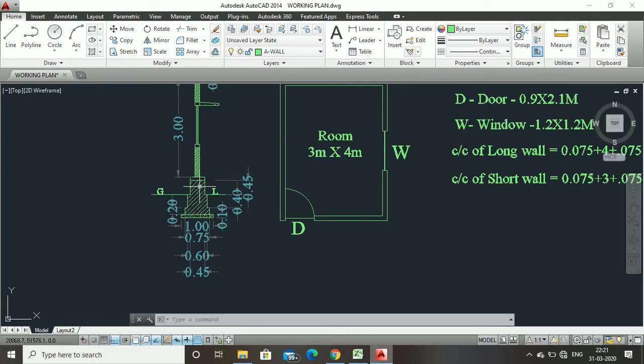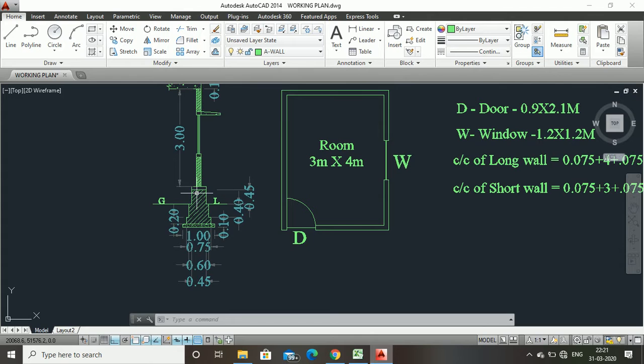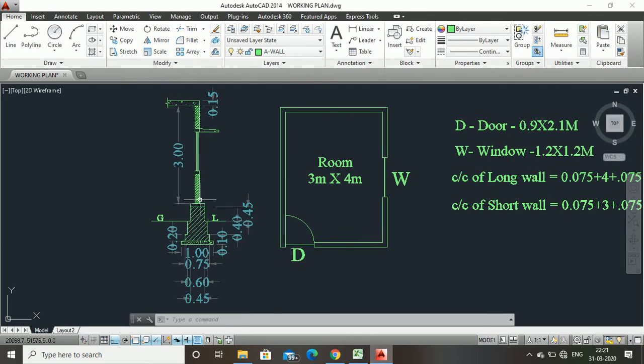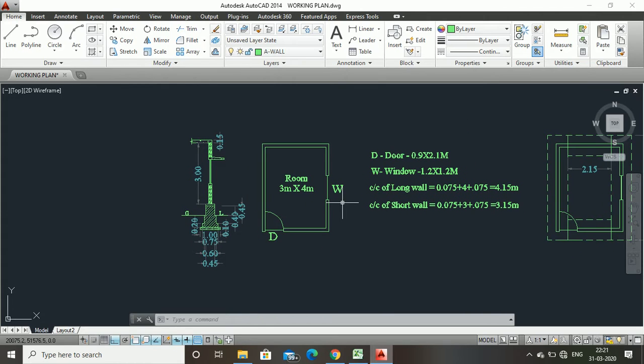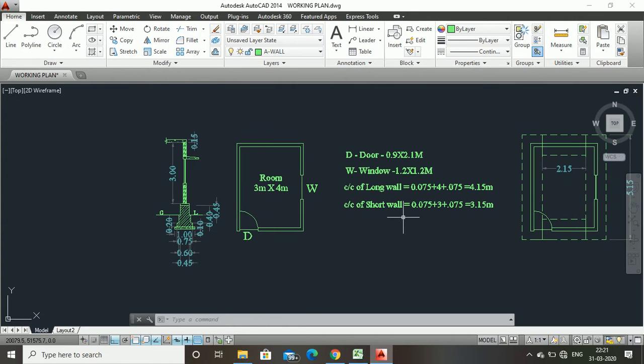The PCC is laid, over that the side stone masonry, that is SSM we call, over that the DPC, on which the block work is constructed. So before commencing the calculation of materials, first we need to calculate the center to center distance of long wall and center to center distance of short wall.